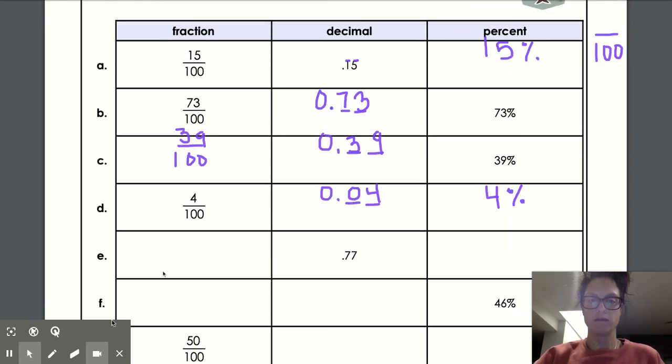Sorry about that. All right, we're going to do a couple more together. We have 0.77, which is 77 hundredths. So our fraction is going to be 77 out of 100. Okay, and then that is the same as 77%.